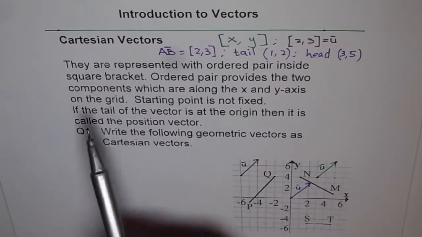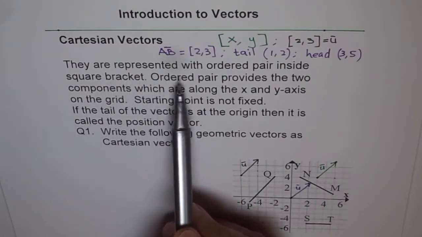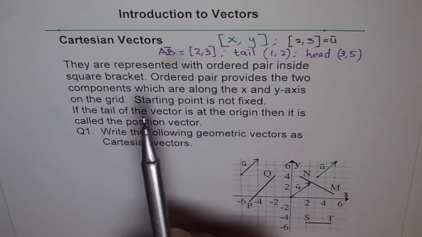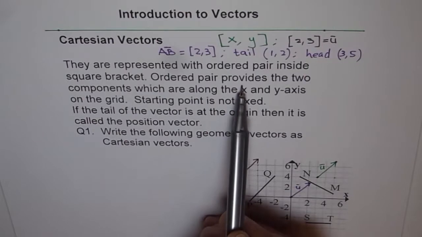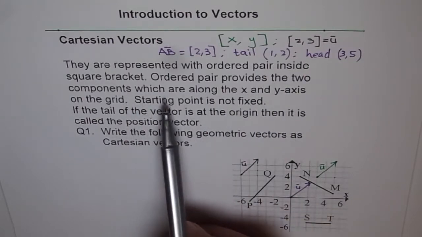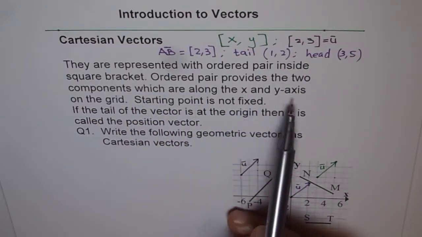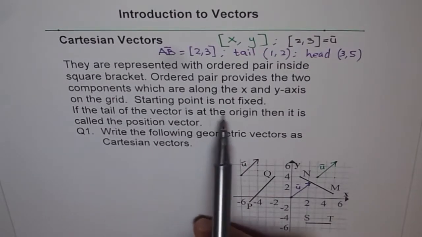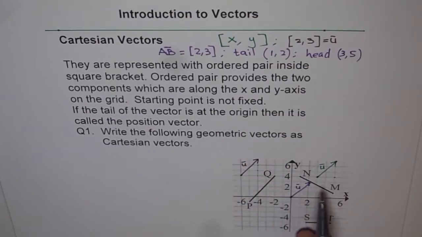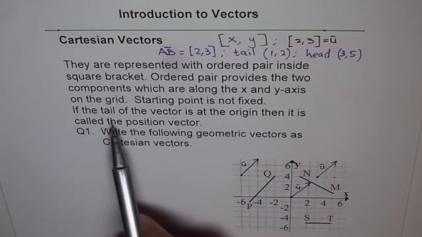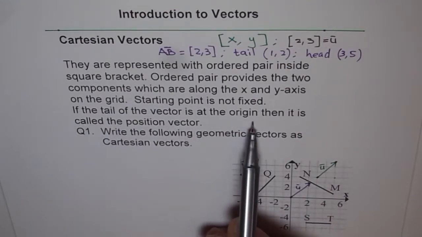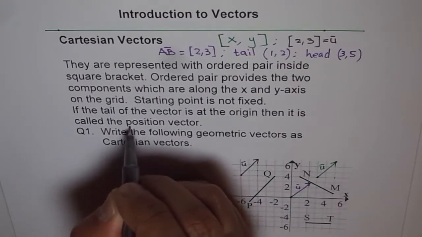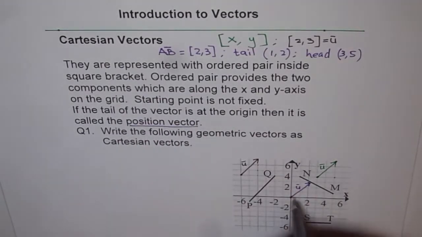Cartesian vectors are represented with an ordered pair inside square brackets. The ordered pair provides the two components, which are along the x and y axes on the grid. The starting point is not fixed, as you have seen. It could be anywhere. If the tail of the vector is at the origin, then it is called a position vector. Do you understand? It's very important to have a position vector.